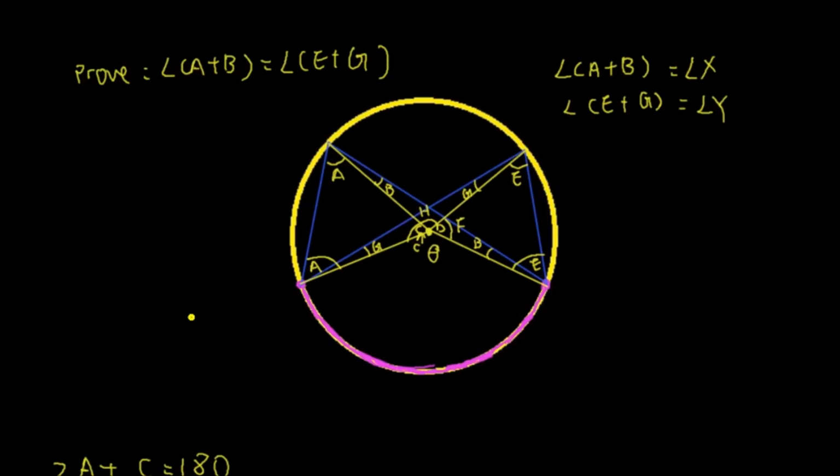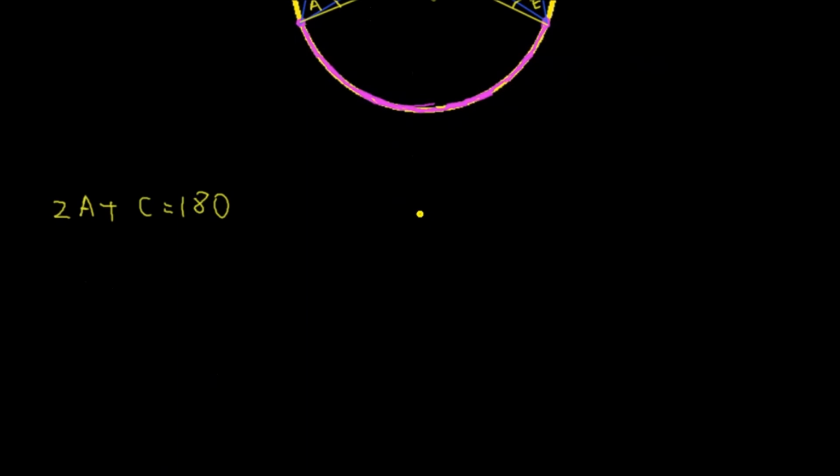Now let's look at this triangle here. So angle B and angle B, and this is angle D. These three angles will add up to 180 degrees. So 2B plus D is 180. So we can say that 2B plus D is equal to 180.